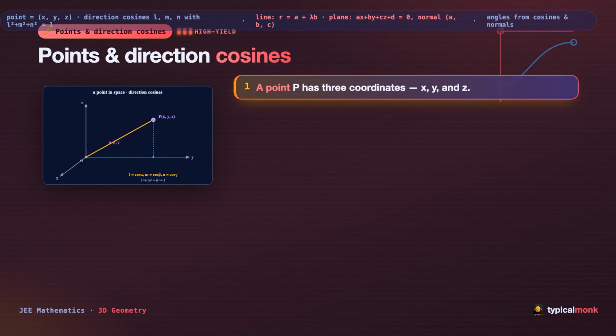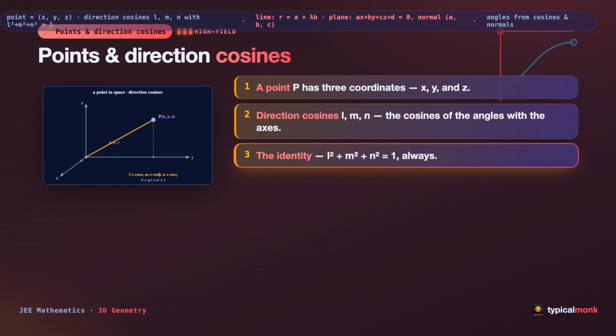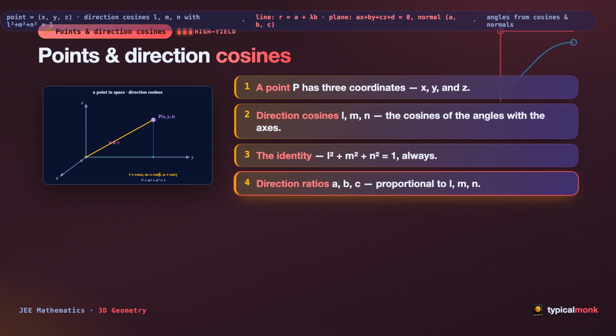Now look at the picture. A point in space. A point P has 3 coordinates, x, y, and z. Direction cosines: l, m, and n, the cosines of the angles with the axes. The identity, l squared plus m squared plus n squared equals 1, always. Direction ratios, a, b, and c, proportional to l, m, and n.